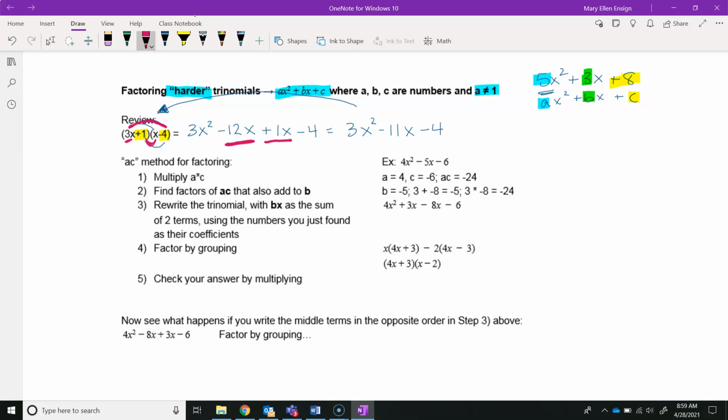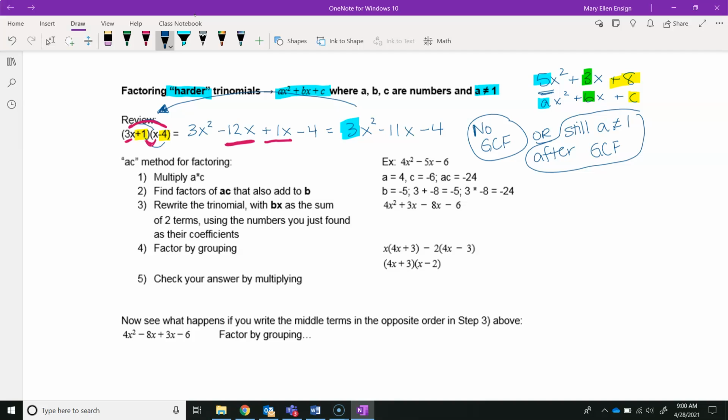So how do you know it's a harder trinomial? Well, you know it's a harder trinomial because it has a number other than 1 right here, and no GCF to pull out. Or I should say, a is still not equal to 1 after you pull out a GCF. We already saw sometimes things look messy, but then I pull a GCF out and it's nice. But if it still has a number other than 1 in front, then we need to do this other method, okay?